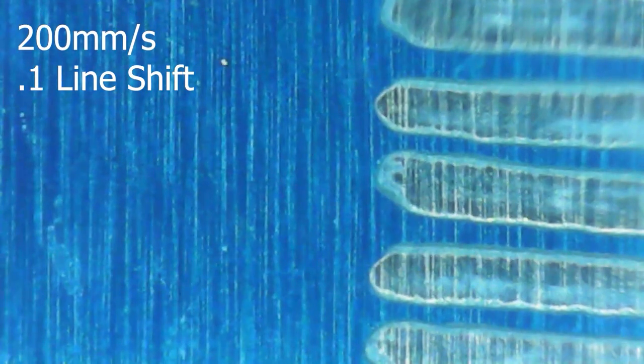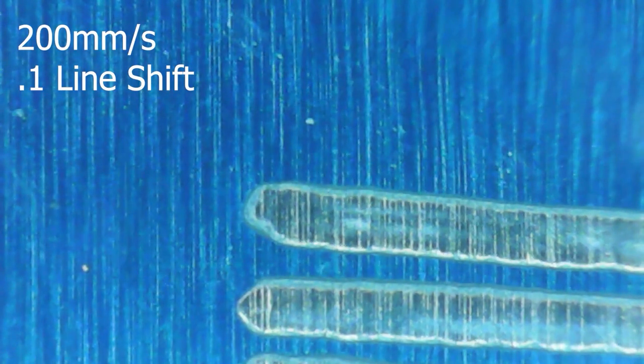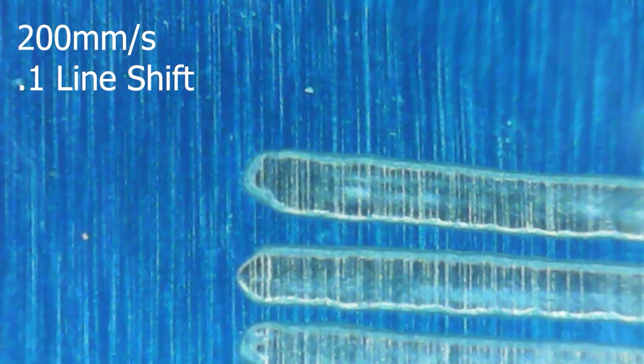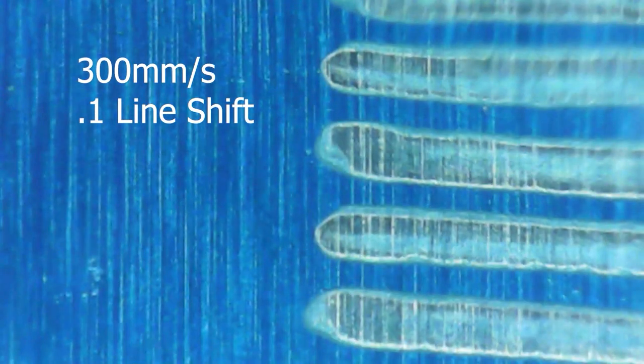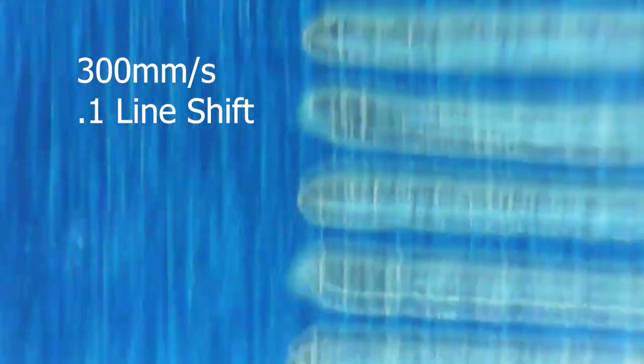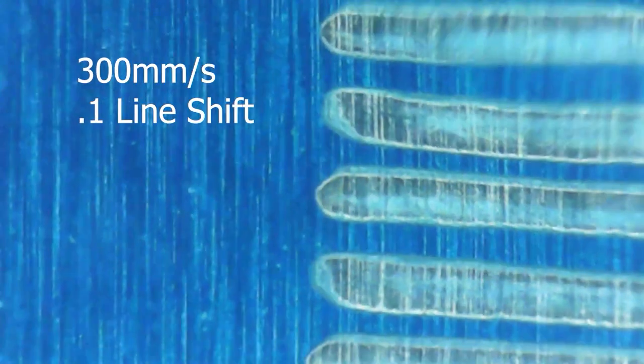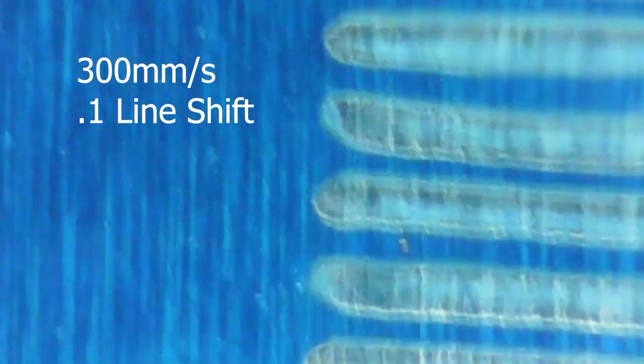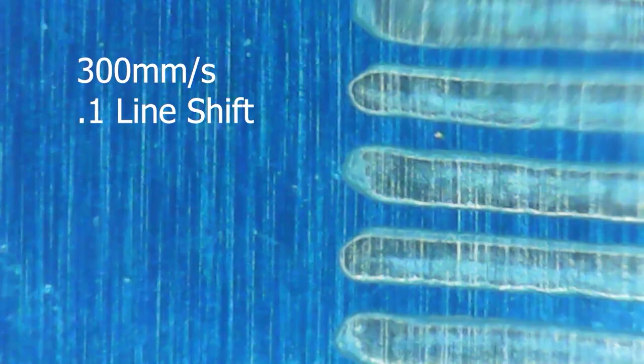Moving down to the 200 millimeters per second, I think we're just about there. On average, we're pretty close. I think maybe we might have gone a little too far, so we might back it down to 0.09. Going down to 300 millimeters per second, again, we're at 0.1 for this line offset, and again, this is pretty close. So I think we're okay with leaving that at 0.1, to be honest.